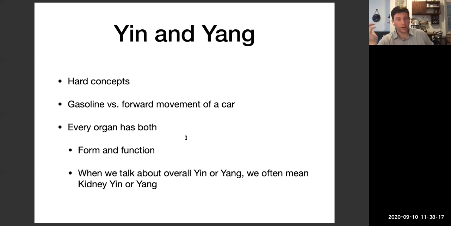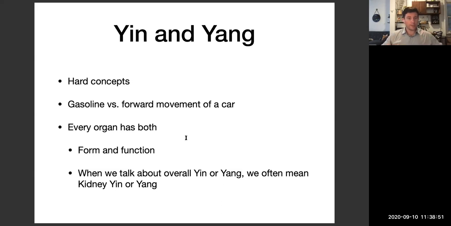Every organ has both yin and yang. The easiest way I think of this is yin is basically potential energy, and yang is kinetic or active energy. So I think of this as gasoline versus the movement of a car. Every organ has both of these things, but we don't talk about both for every organ. In theory, we have spleen yin, but we never talk about spleen yin. There are no herbs that nourish spleen yin. There are no acupuncture points that nourish spleen yin. It just isn't a thing.